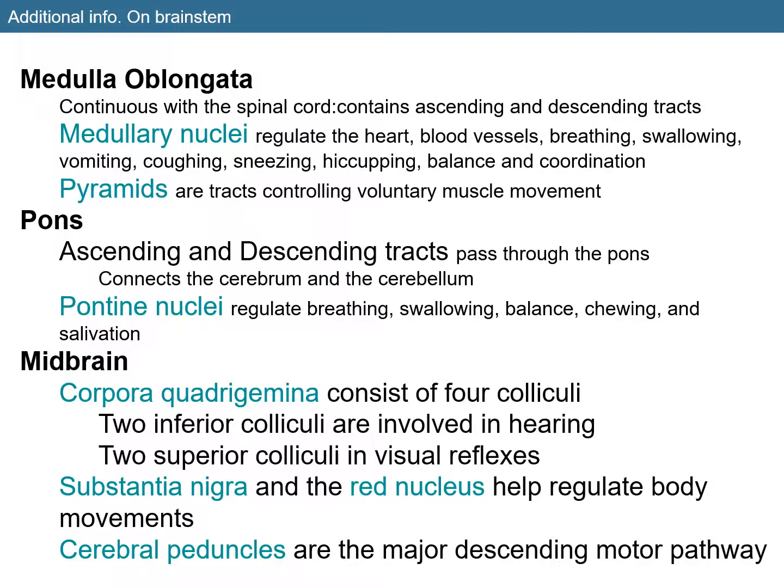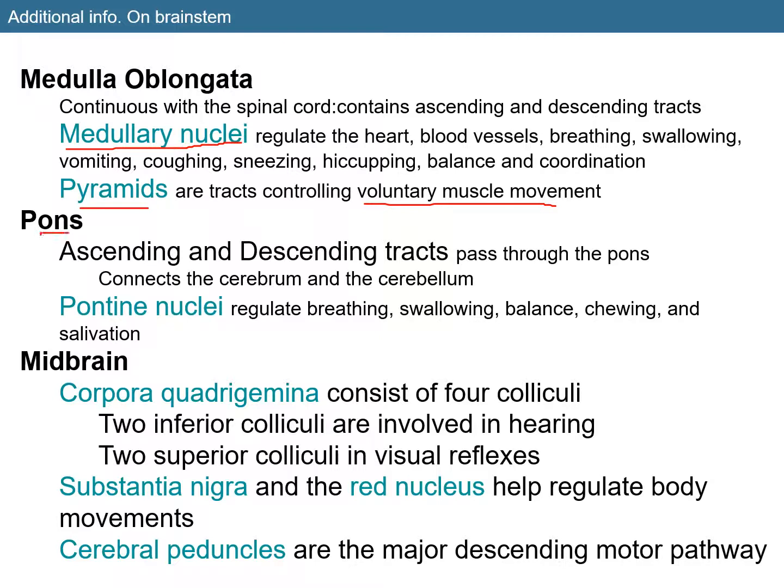There are two main regions that you should know. The medullary nuclei are the ones that regulate heart rate, blood vessels, breathing, swallowing, and so on and so forth. Notice all the different ones here. Whereas the pyramids, and you saw those on the last slide also in yellow, are controlling voluntary muscle movement. So your conscious control of muscle movement.